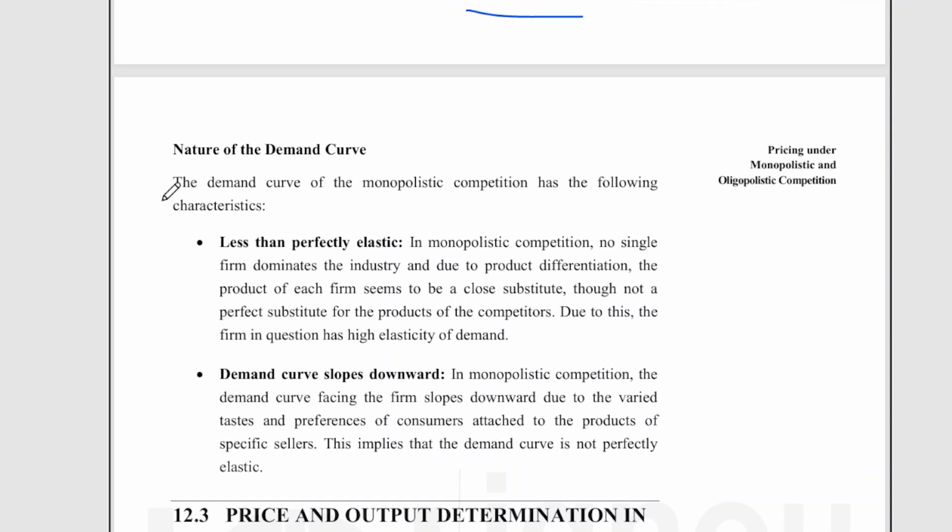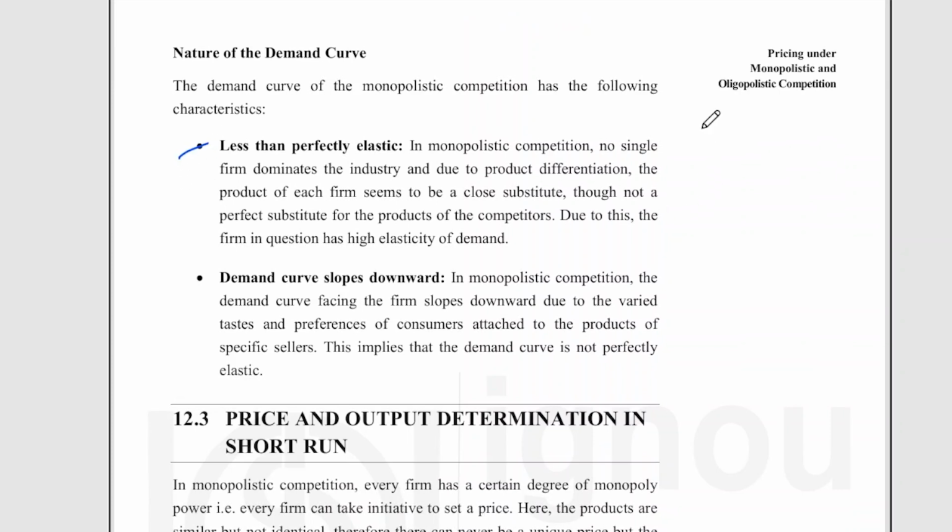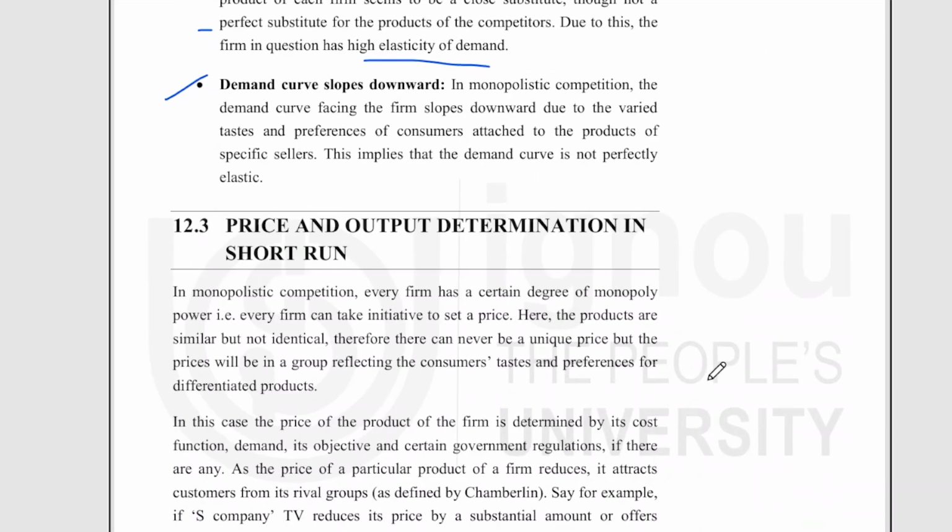Nature of the demand curve: the demand curve of monopolistic competition has the following characteristics. One is less than perfectly elastic. In monopolistic competition, no single firm dominates the industry, and due to product differentiation, the product of each firm seems to be a close substitute, though not a perfect substitute, for the product of the competitors. Due to this, the firm in question has a highly elastic demand. Demand curve slopes downward: in monopolistic competition the demand curve facing the firm slopes downward due to the varied taste and preference of consumers attached to the product of specific sellers. This implies that the demand curve is not perfectly elastic.